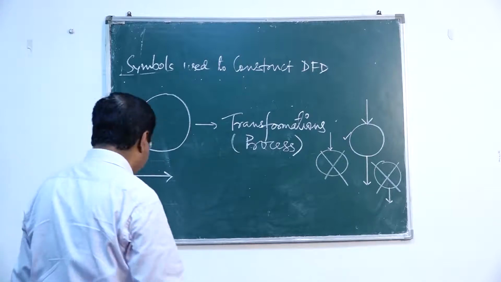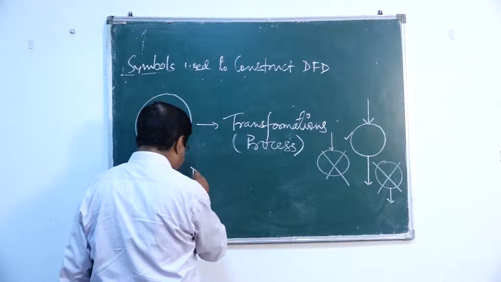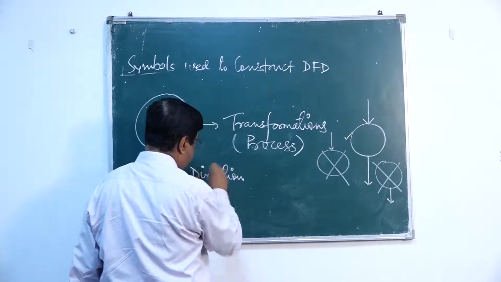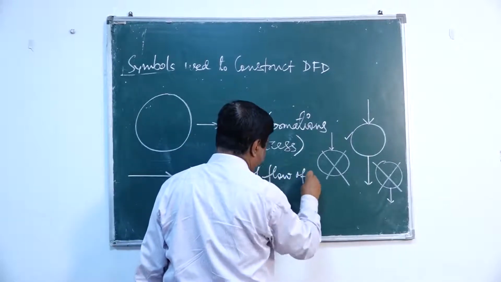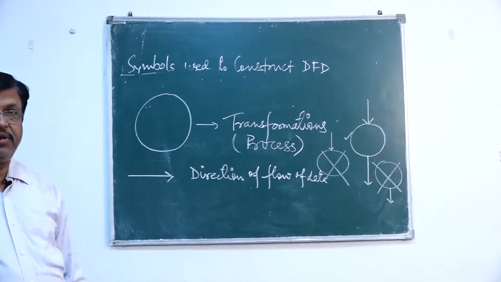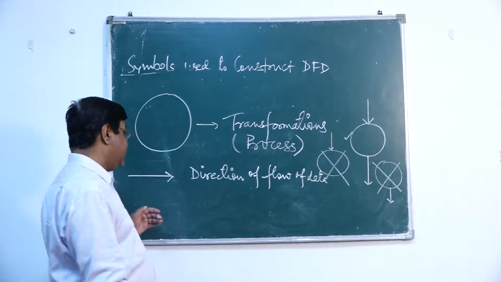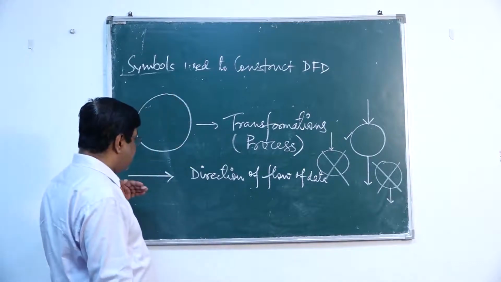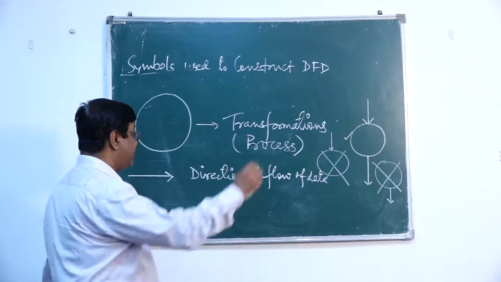Arrows. These show the direction of flow of data. These show direction of flow of data. So these are the carriers of data. This arrow shows the flow of data in a particular direction.